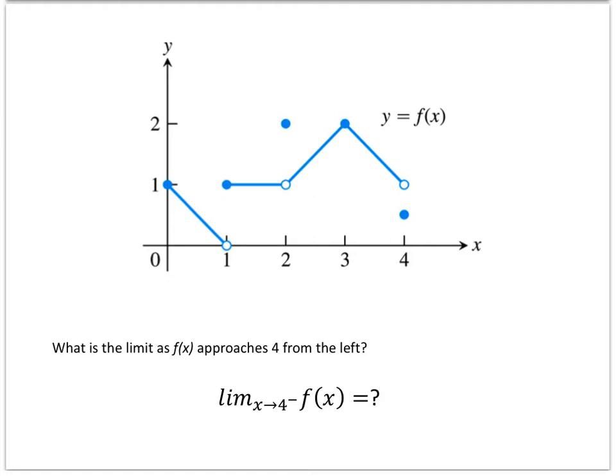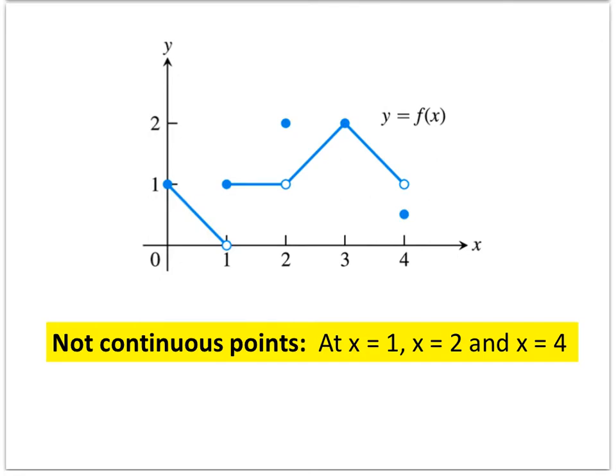How about 4 from the left, meaning I'm coming this way? Maybe 2. Here's 4. As I'm coming this way, I think it'll be 1. But notice the value of the function at 4 is a half, and those are not equal. That's the whole shebang of all this: the points that are not continuous here. The points that are not continuous are x equals 1, x equals 2, and x equals 4. At 1, the limit does not even exist. At 2, the limit existed, but it was not equal to the value of the function. And at 4, the limit exists, but it wasn't equal to the value of the function.